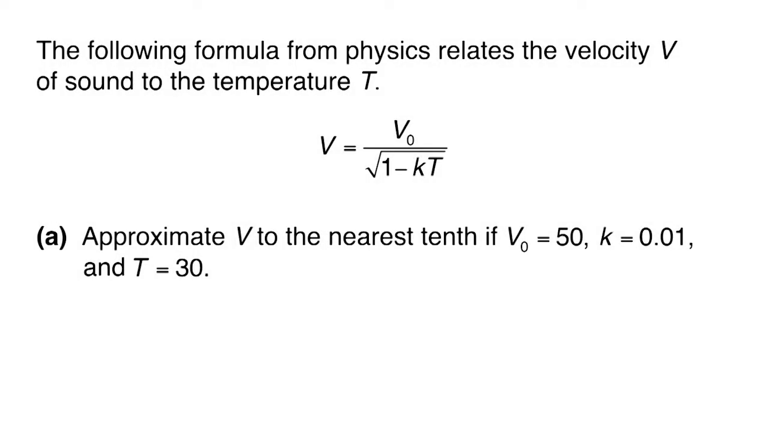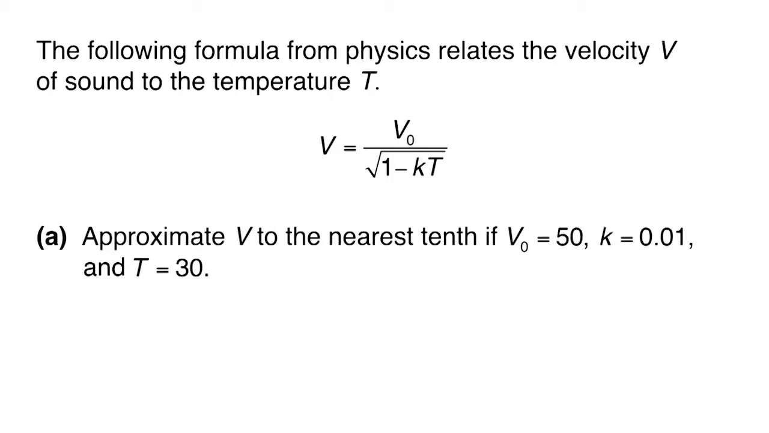The following formula from physics relates the velocity v of sound to the temperature T. V is equal to V naught divided by the square root of the quantity 1 minus kT. A. Approximate V to the nearest tenth if V naught equals 50, K equals 0.01, and T equals 30.